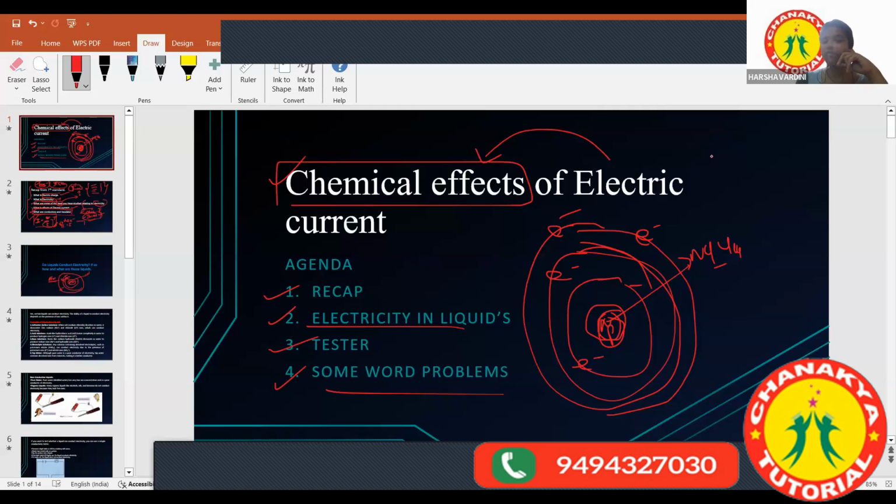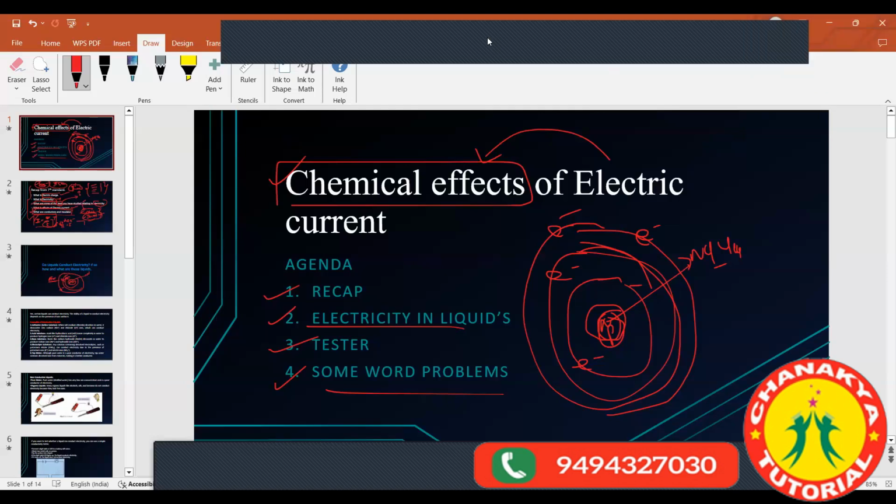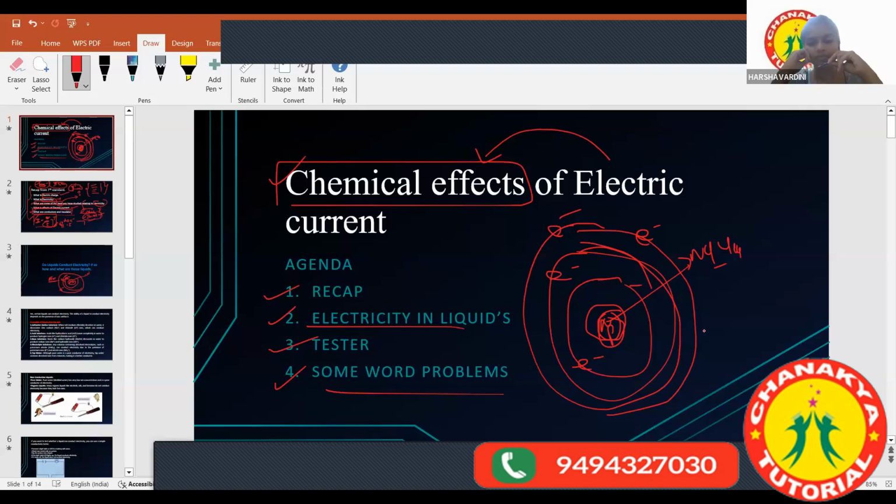Ma'am, oil. Is the universal solvent oil? No, ma'am, water. Salt water, okay. Nayanika, what is the universal solvent? Ma'am, the universal solvent is water. Okay, fine.